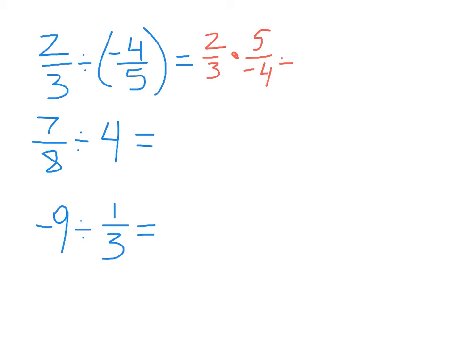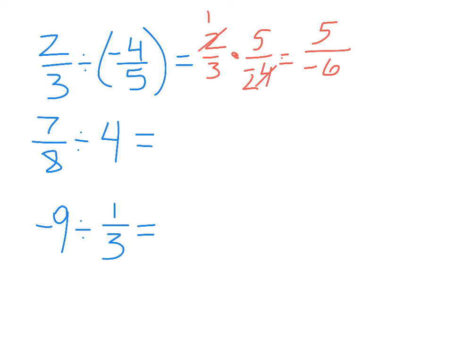Once it's set up into multiplication, you can simplify the 4 ways. In this case, the 2 and the 4 are both divisible by 2. That becomes 1, that becomes 2. 1 times 5 is 5. 3 times -2 is -6. Can't reduce that, so our final answer is 5 over -6.